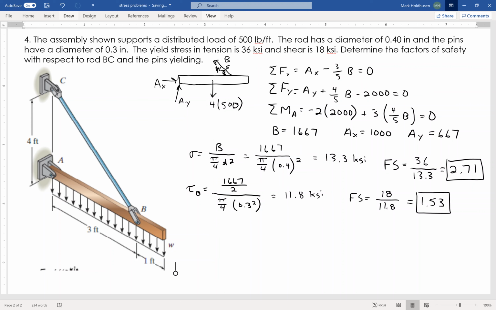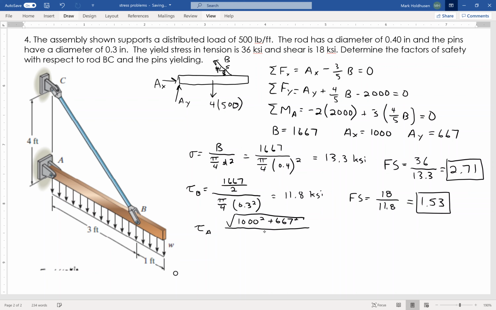Okay, now at A, I've got two shear forces on that pin A. The pin doesn't care what you call X and Y axis. The pin cares about the total force acting on it. So the total force acting on it is the square root of the sum of the squares. Now, again, I've got a double lap joint at A. So to deal with A, it's going to be the square root of 1,000 squared plus 667 squared, and then divide that by 2.